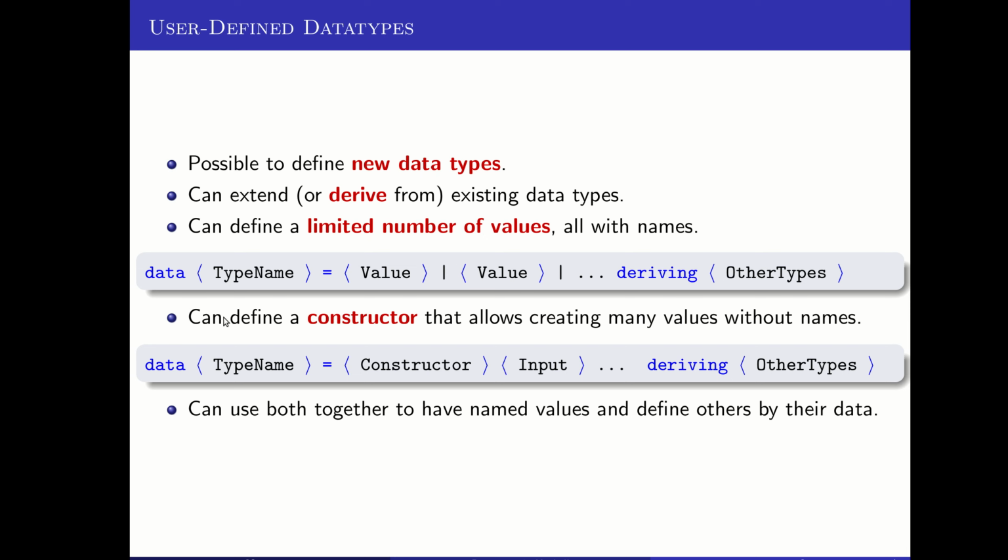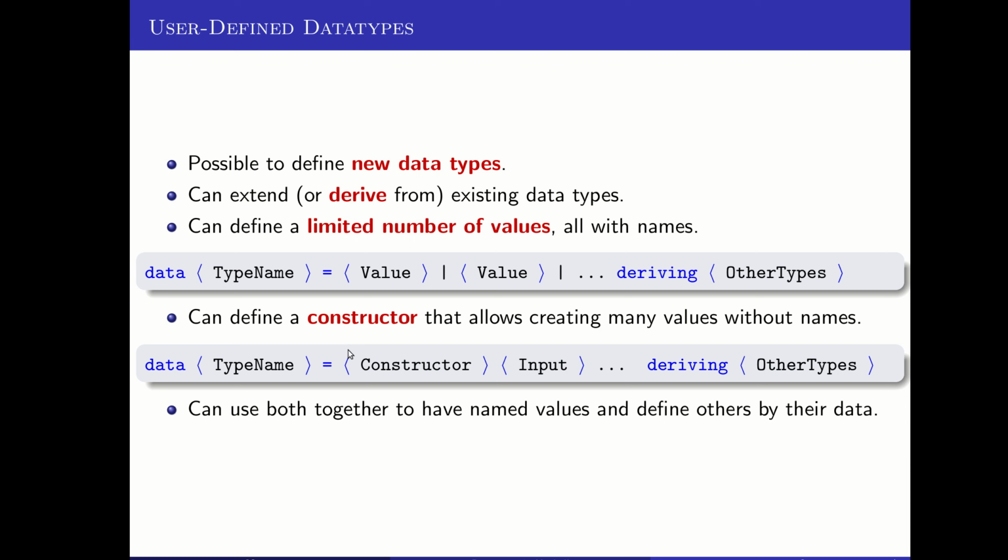And then another way that we can define our data types is to define a constructor that takes some sort of inputs to it that will be other types. And that allows us to create many different values that don't automatically have names in the type. We may store them as variables with names, but they don't automatically get names like China or United States or things like that the values would have in our first example.